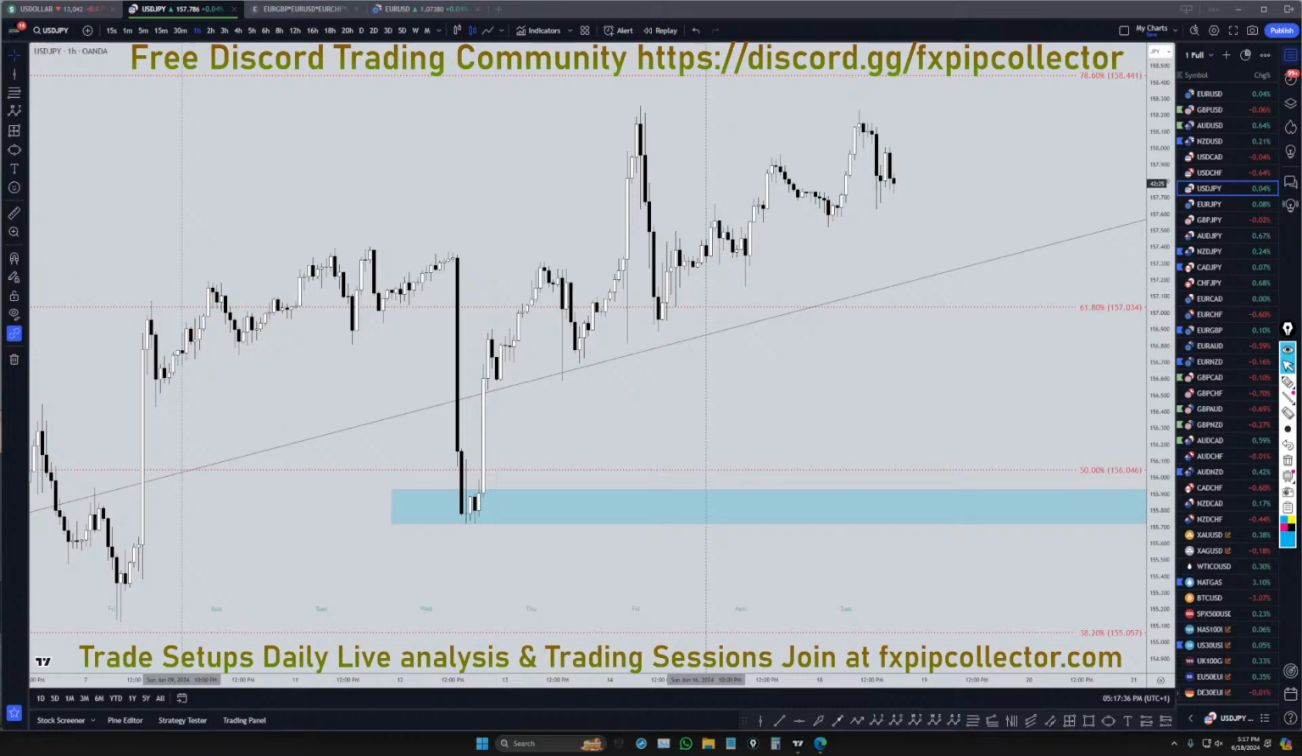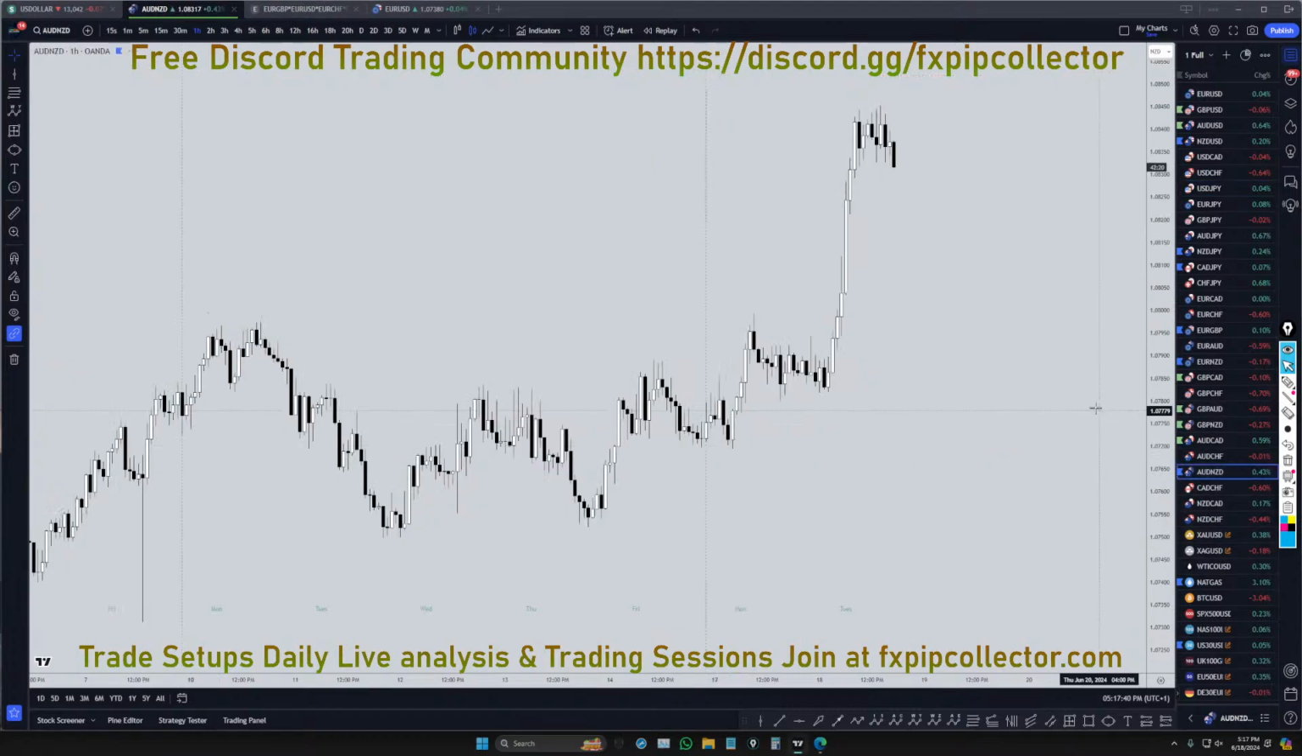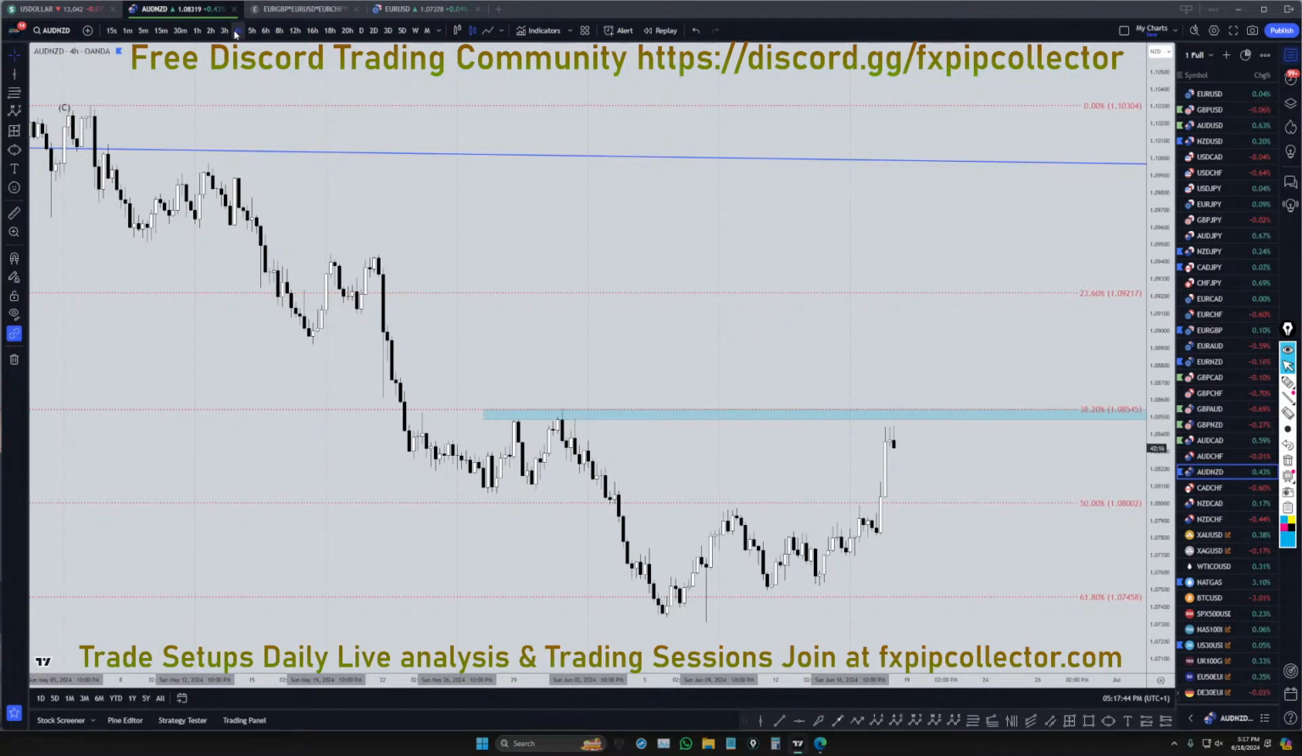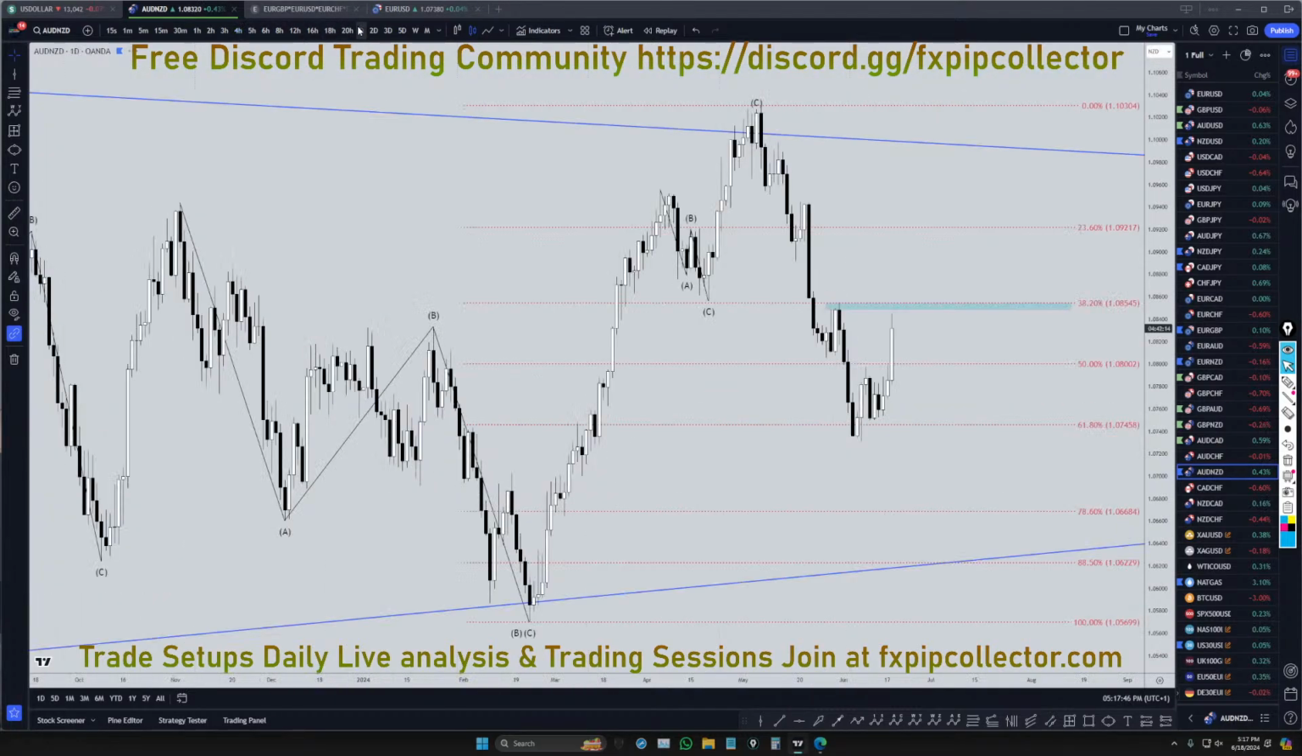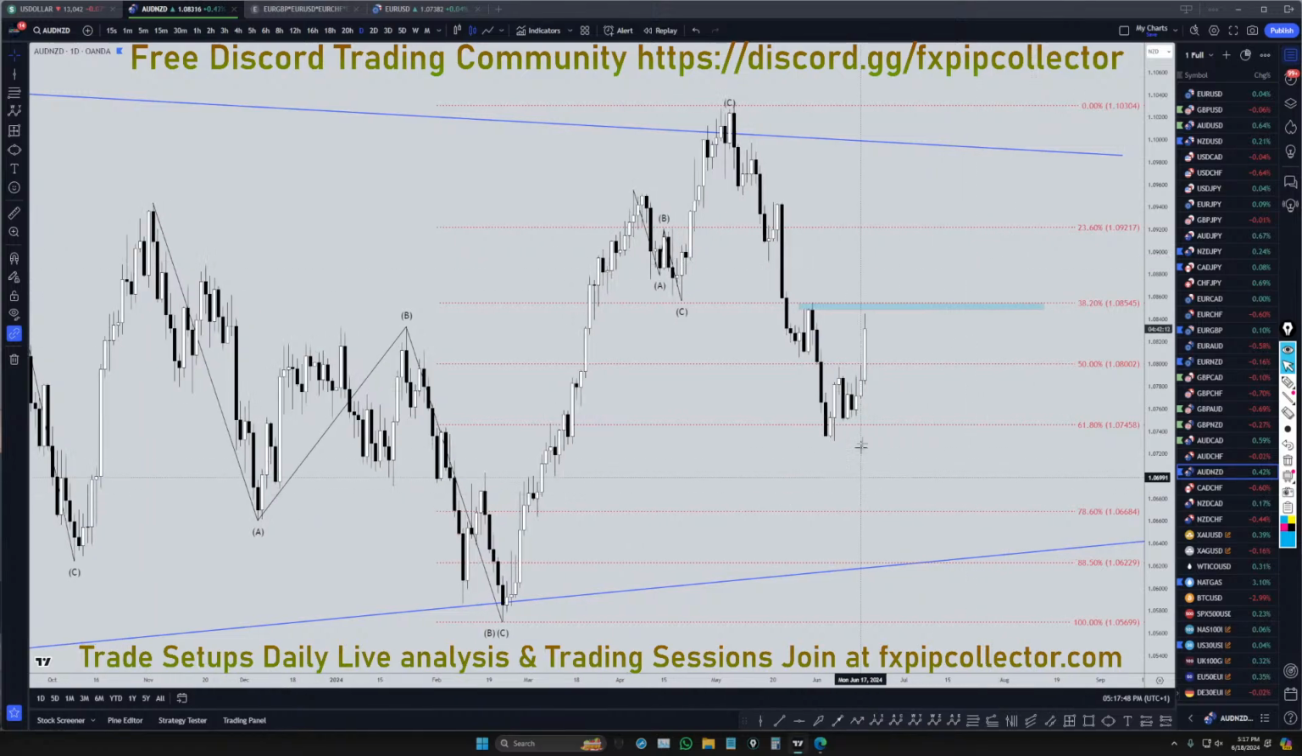We did the Kiwi yen. Let's do the Aussie Kiwi, which is another one that I'm kind of keeping an eye on. I mean, it is a very strong move to the upside, but the trend is definitely 100% still down on the daily time frame. And for me, I do trade with the trend. I only trade with the trend.